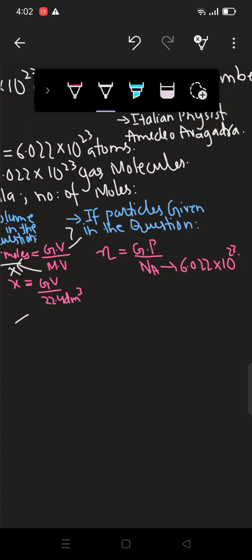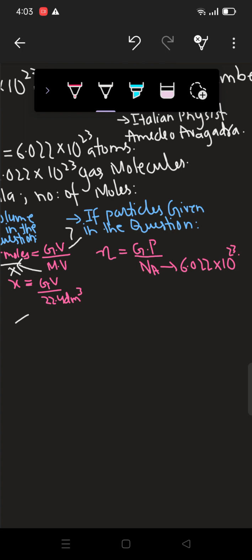If they have given the number of particles in the question, then you need to use the third formula, which is number of mole is equal to given particles, which is already given in the question, divided by Avogadro's number, which is equal to 6.022 into 10 to the power 23 particles. These are the particles which are present in 1 mole of the substance. That's why you're dividing the given particles by 6.022 into 10 to the power 23 particles.